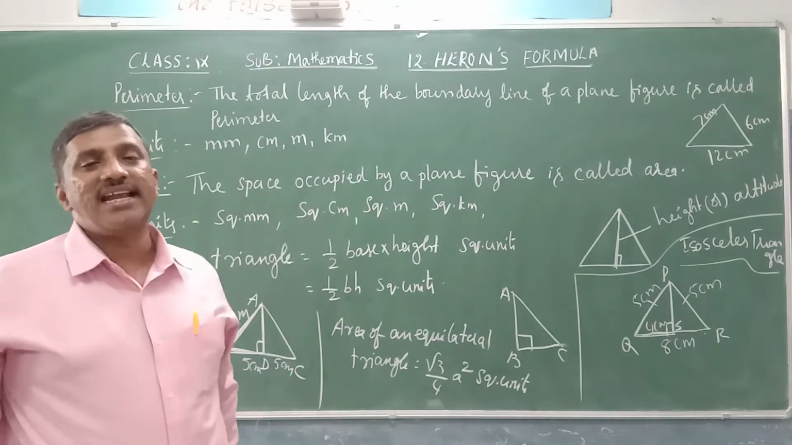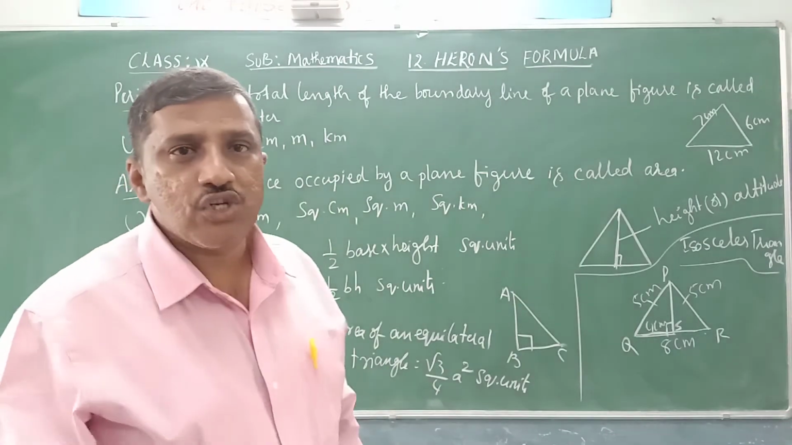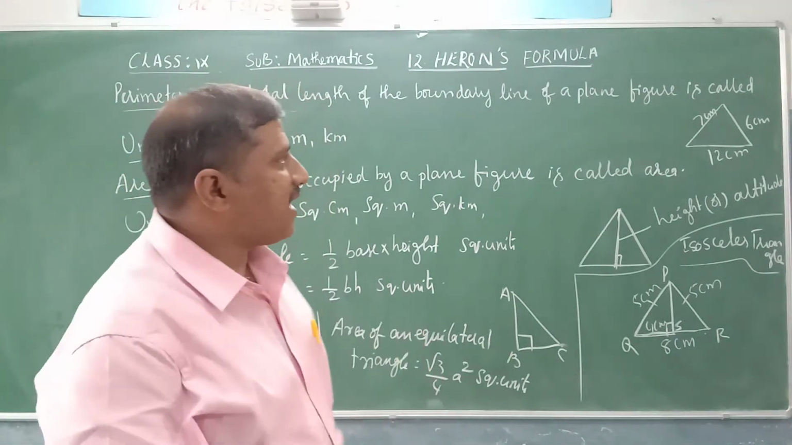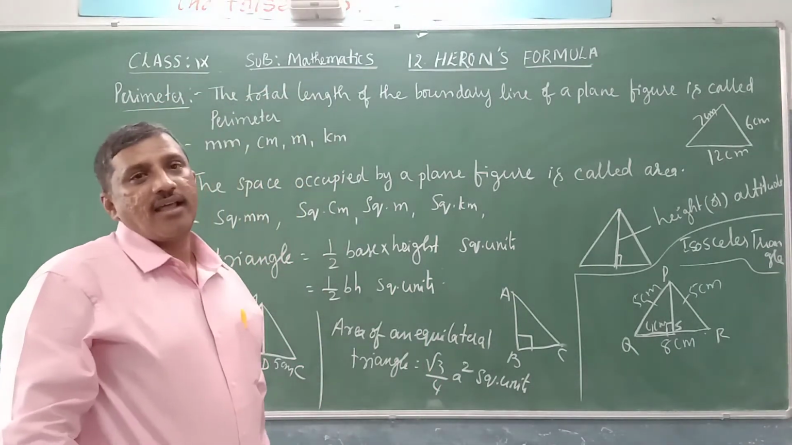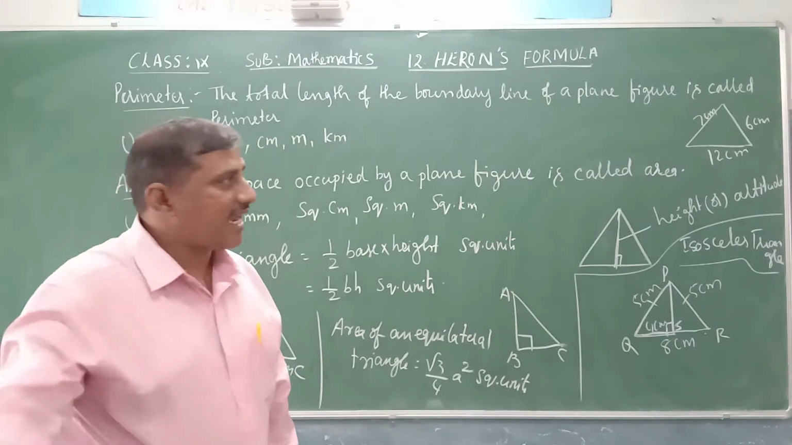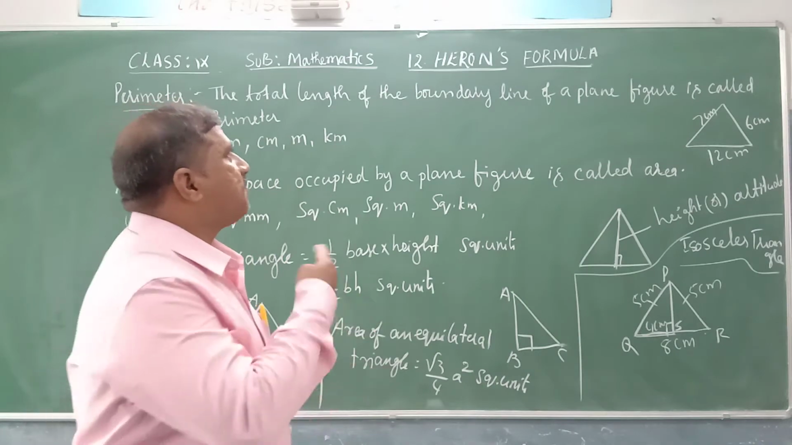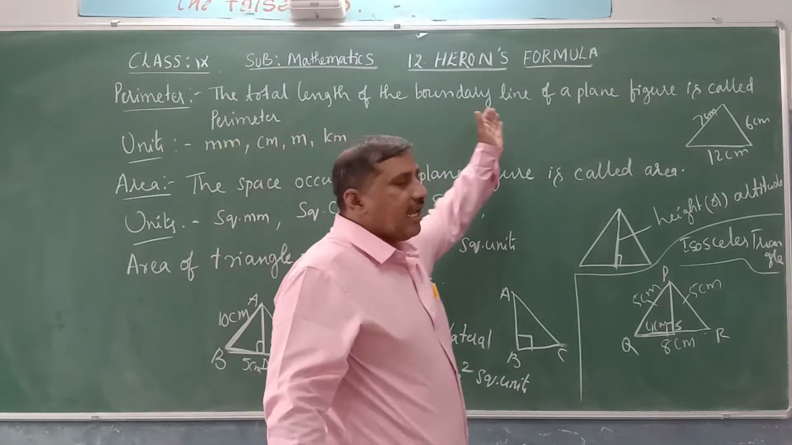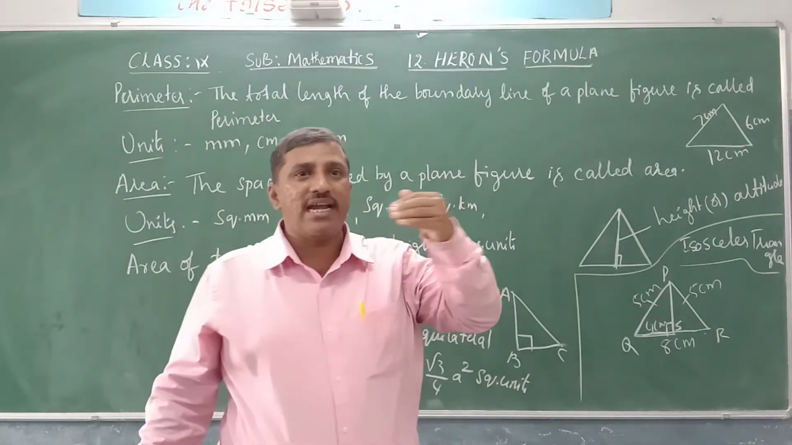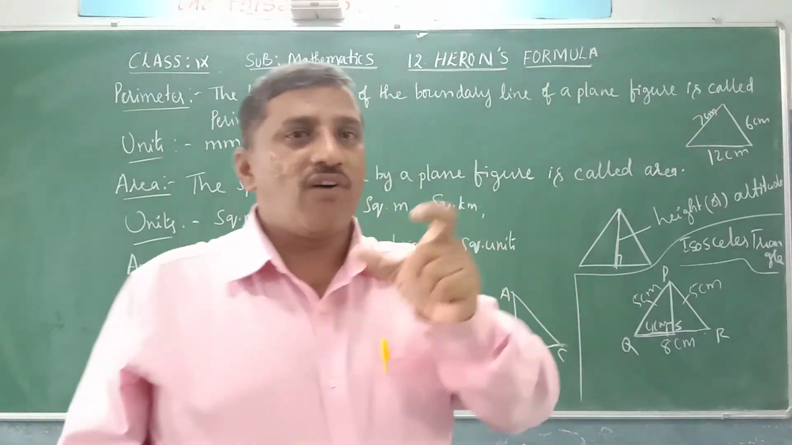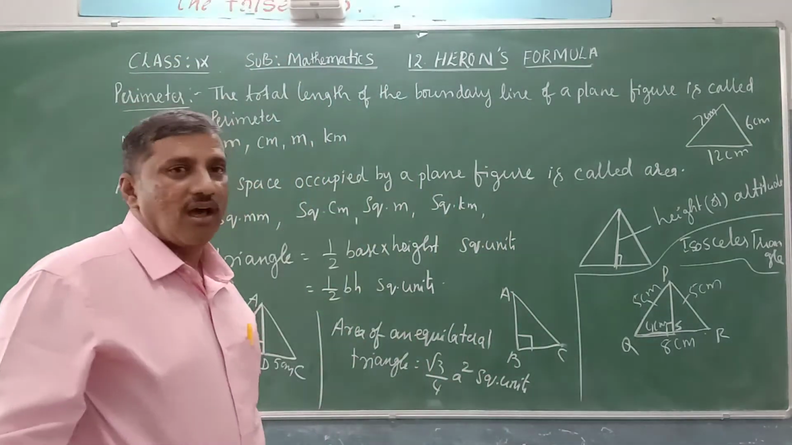But for a scalene triangle, it is time consuming. It takes a lot of time to find the height of a scalene triangle. In such cases, the famous mathematician Heron came forward and developed one formula. That formula is Heron's formula.